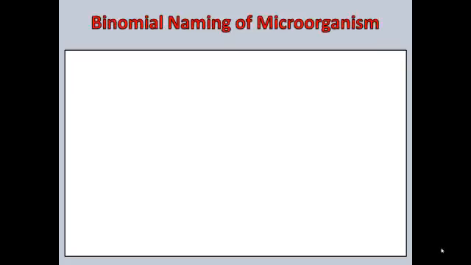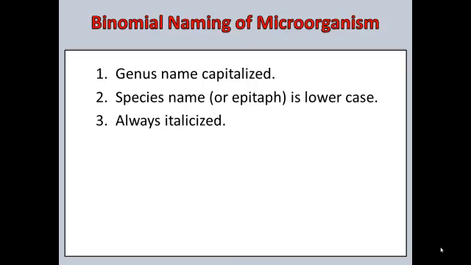So, binomial naming of microorganisms. We use the Linnaeus system of giving each species a genus and a species name. And the genus name is always capitalized, the species name or the epithet is in lowercase, and both of them are always italicized because they're derived from Latin.